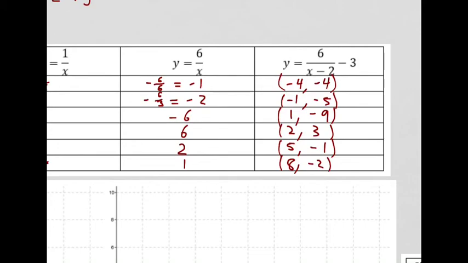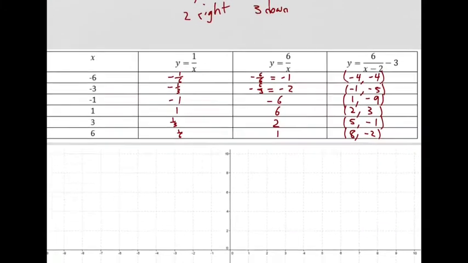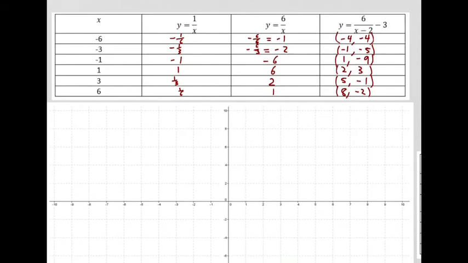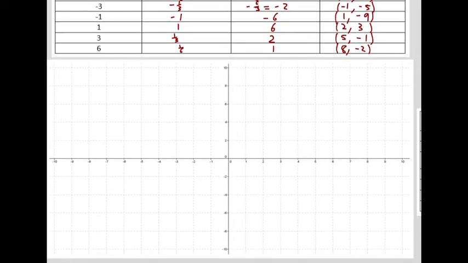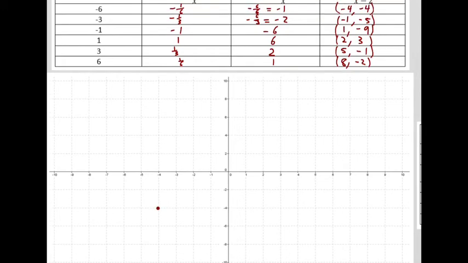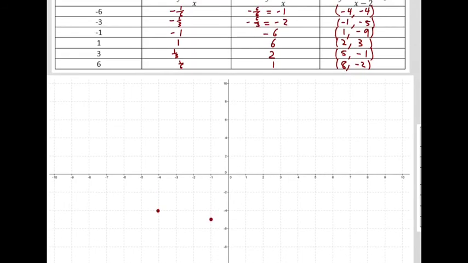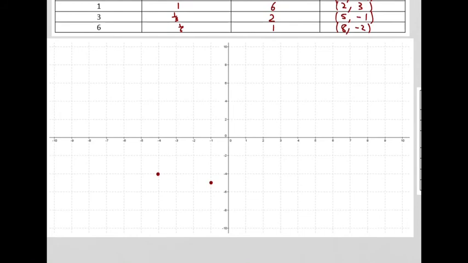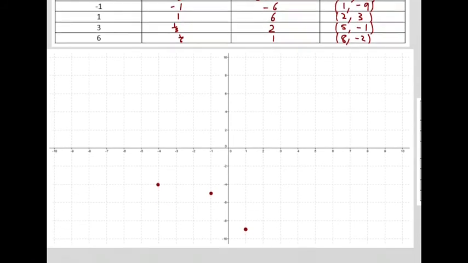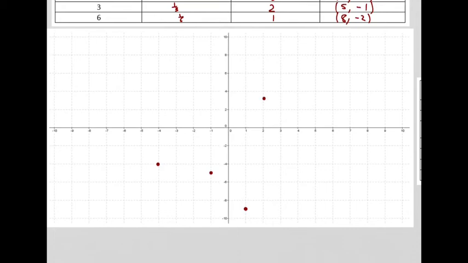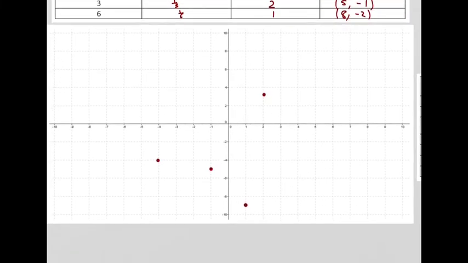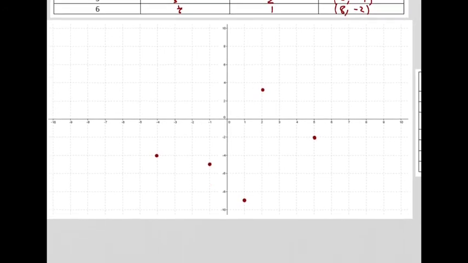Sure doesn't look as pretty as the ones before. But you don't have fractions here. That's the nice thing, right? You can just plot them. Hooray! Let's do it. Negative 4, negative 4 is there. Whoops. Negative 1, negative 5. 1, negative 9. 2, 3. 5, negative 1. 8, negative 2.